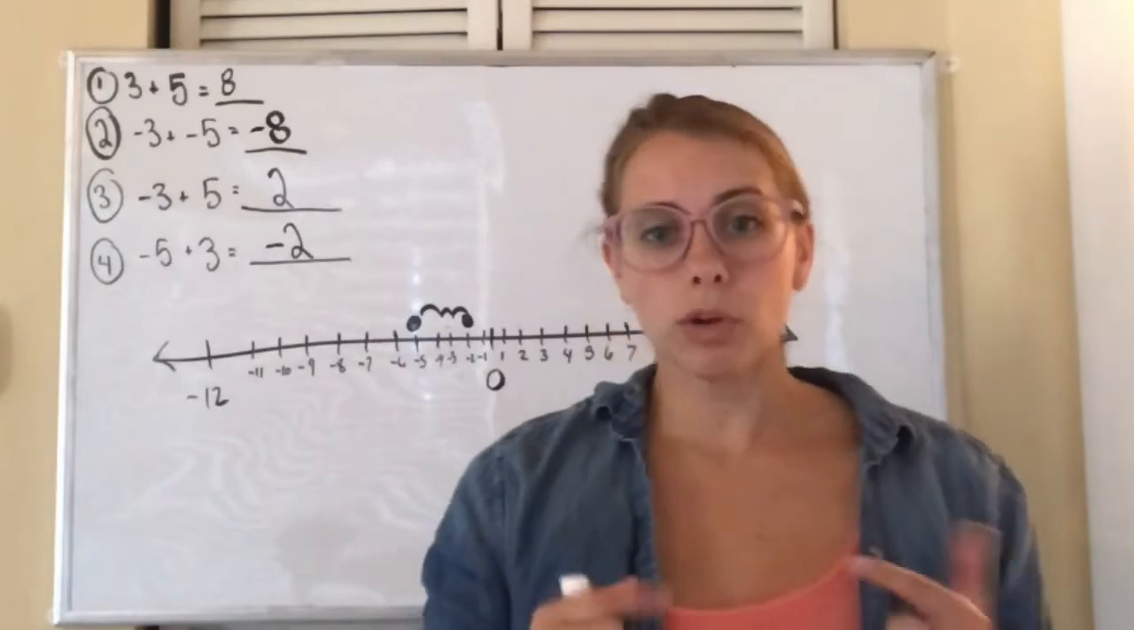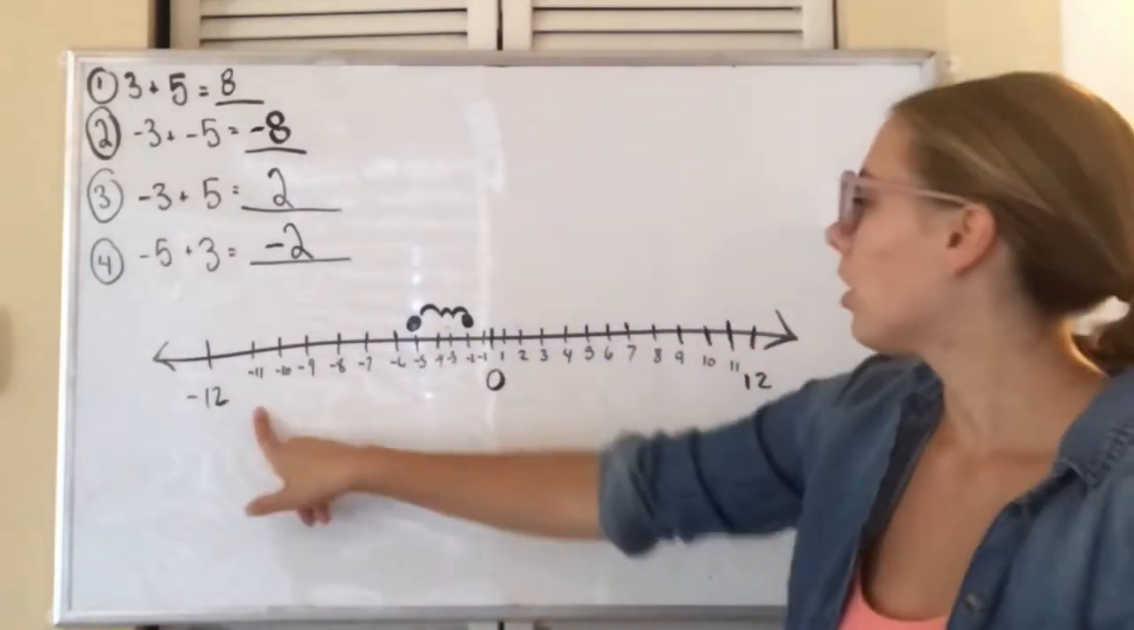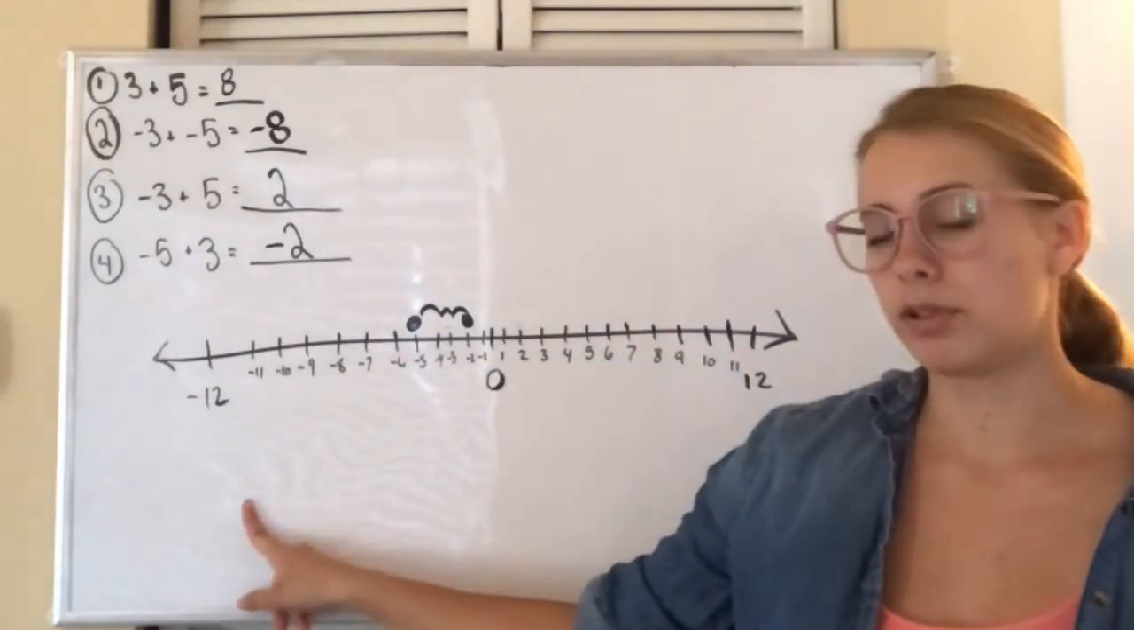So you could use the rules from the song, or you can always use a number line if it helps you to draw one on your paper.